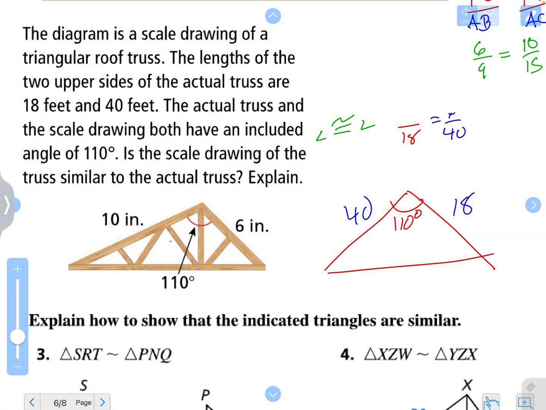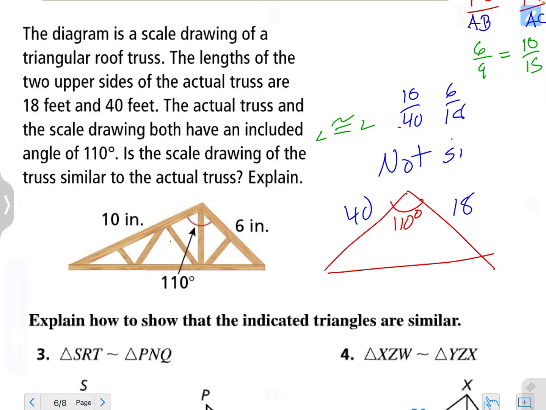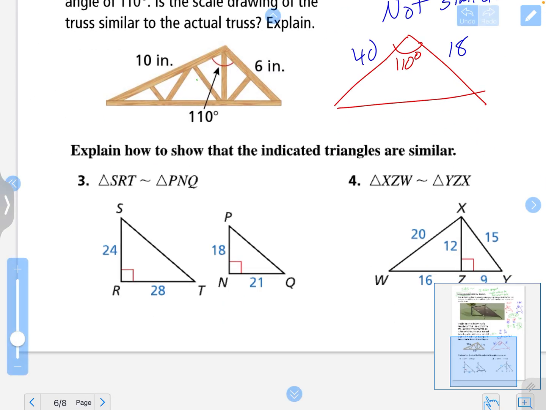So we need our 10 over 40, and we need our 6 over 18. I know 10 over 40 is going to be 1/4, and then 6 over 18 is not going to be 1/4. So these are not similar, because the proportions of the two sides with the included angle do not match.